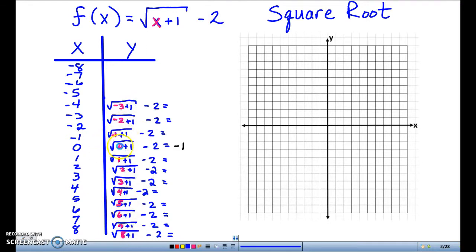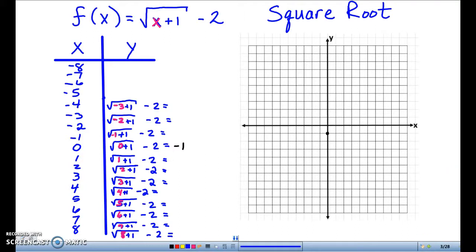I went ahead and took 0 plus 1, which is 1. The square root of 1 is 1. And 1 subtract 2 is negative 1. Now, you guys definitely need to practice with your TI-30s, the calculator you're allowed to use on the test. Make sure you know how this square root works. So I'd go get it right now and make sure you're coming up with the same numbers that I do. Okay, so my first ordered pair is 0, negative 1. So I'm going to graph that right there.